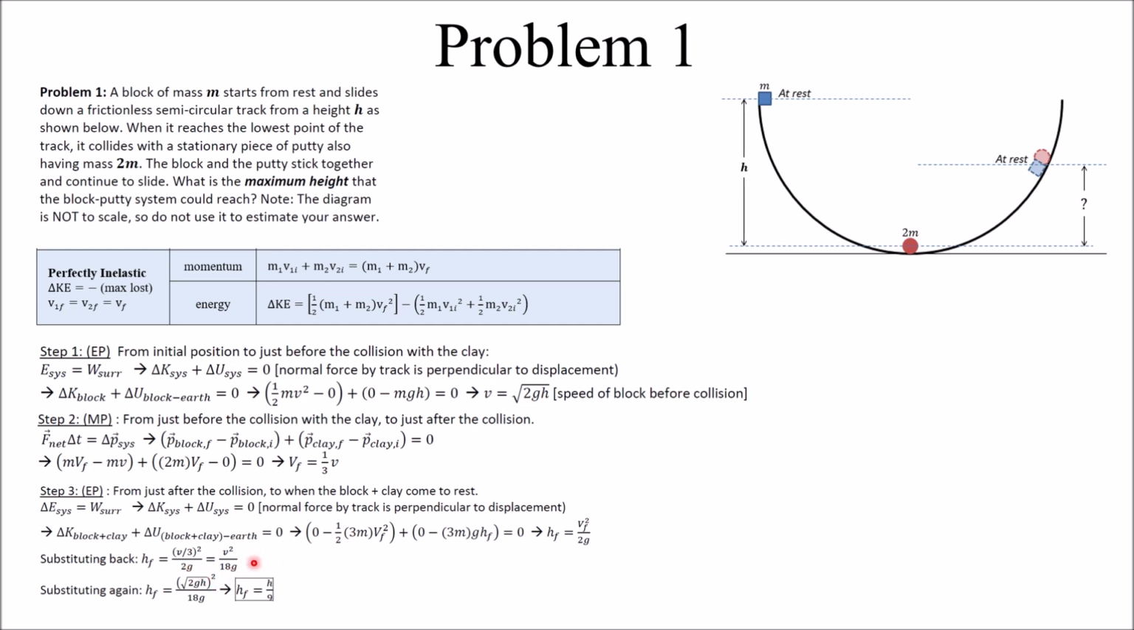But once we do that algebra from the energy conservation, we will get the final height of h over 9. And so 1/9 of this here. So that's the idea of problem 1, where we have maximum amount of kinetic energy loss. We're dealing with a perfectly inelastic collision.